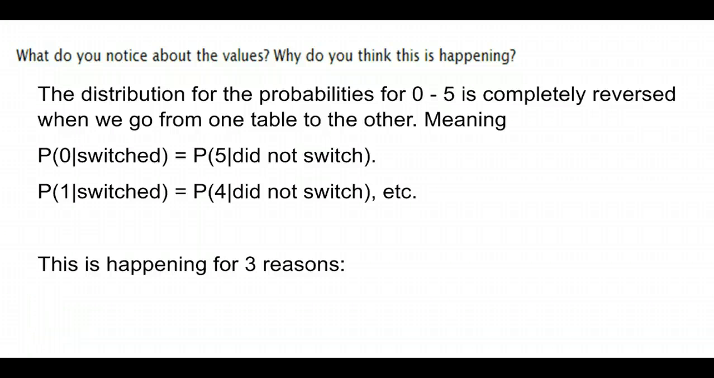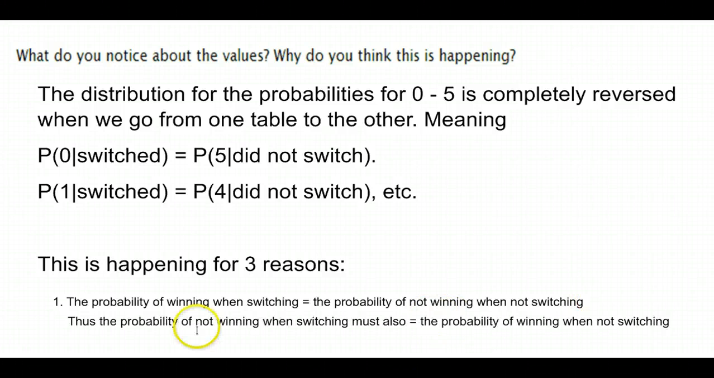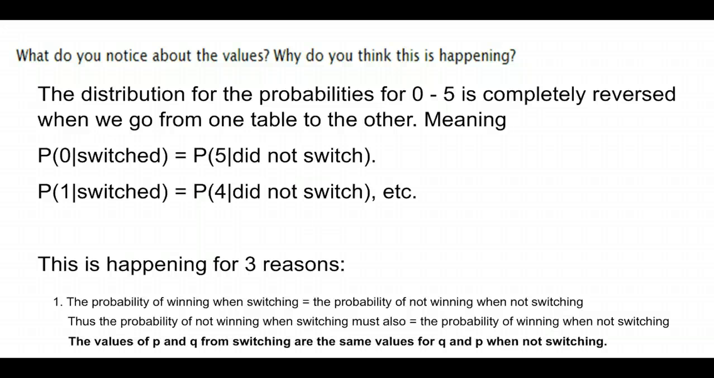There's three main reasons. Number one, the probability of winning when switching is equal to the probability of not winning when not switching. Right? Well, what does that also tell us? Because this is binomial, the probability of not winning when we switch, the complement of this, must also equal the complement of this, the probability of winning when we don't switch. And then the big gist of it: the values of P and Q from switching are the same values for Q and P when not switching. So all we've done is switch what we're calling P and Q from one to the other. Okay, that's the first reason that it's happening.